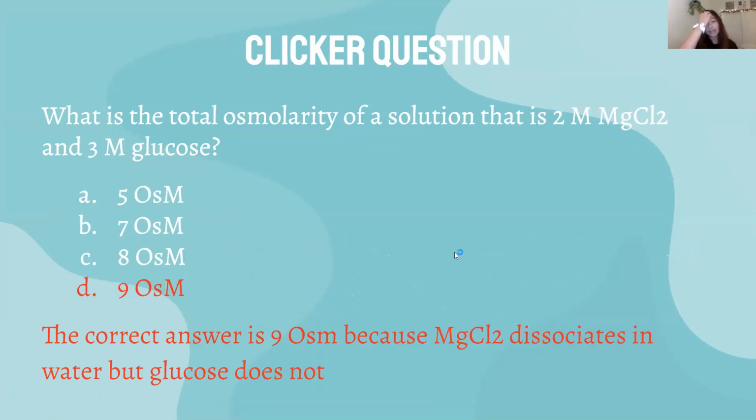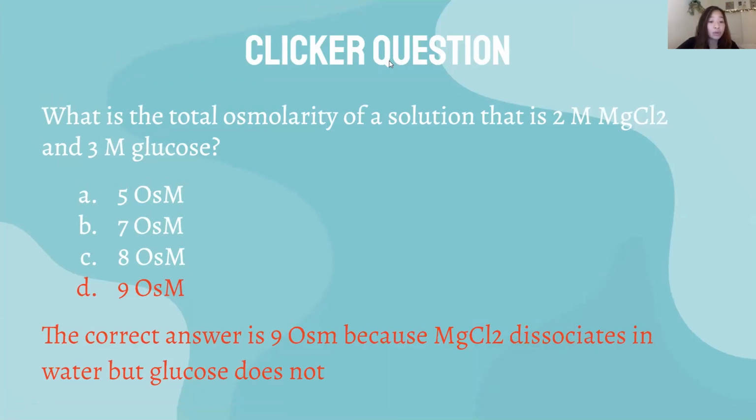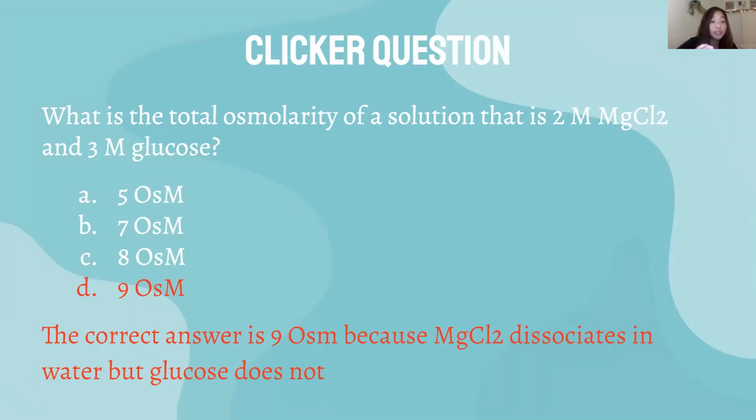Oh yeah, of course, sorry. So for this question, we know that magnesium chloride dissociates in water into separate ions. So 1 mole of magnesium chloride separates into 3 in total, with the magnesium, the chloride, and another chloride. So we multiply that by 2, which is 3 times 2 equals 6, and then glucose does not dissociate at all, so we're just adding 6 plus 3, which is equal to 9. Does that help clear any questions? All right, beautiful.